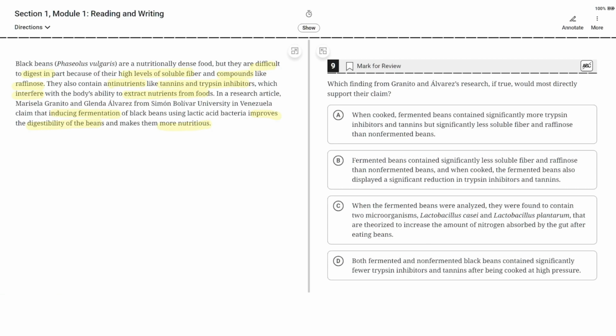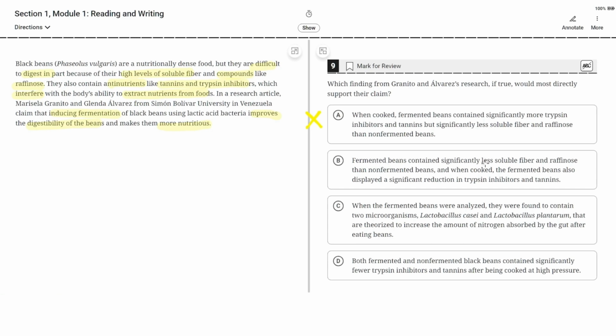So answer choice A says, when cooked, fermented beans contain significantly more trypsin inhibitors and tannins, with significantly less soluble fiber and raffinose than non-fermented beans. So this is incorrect because tannins and trypsin inhibitors are shown to interfere with the body's ability to extract nutrients from foods, meaning that the beans having more of these trypsin inhibitors and tannins would make the beans less nutritious. So A is incorrect.